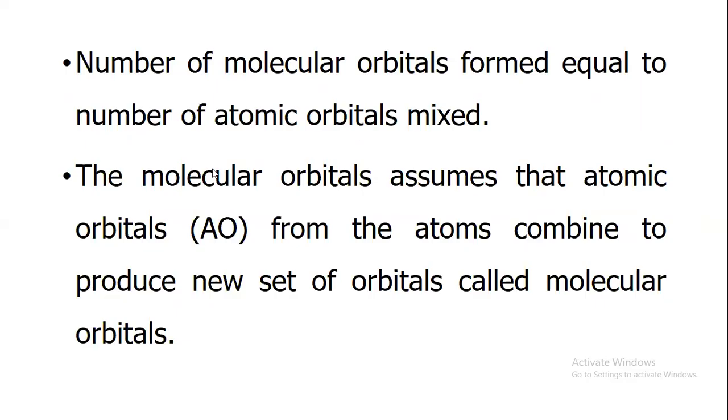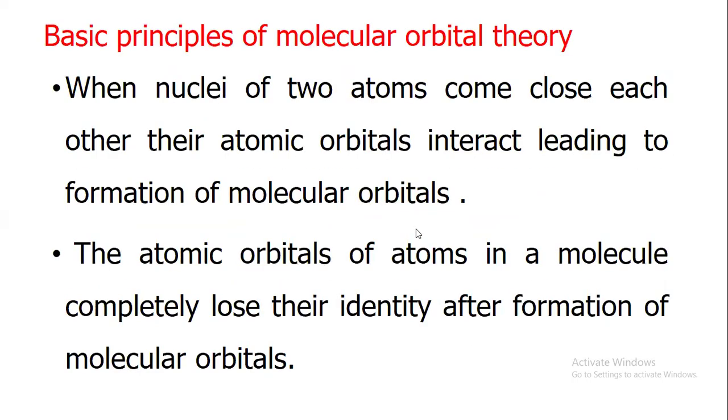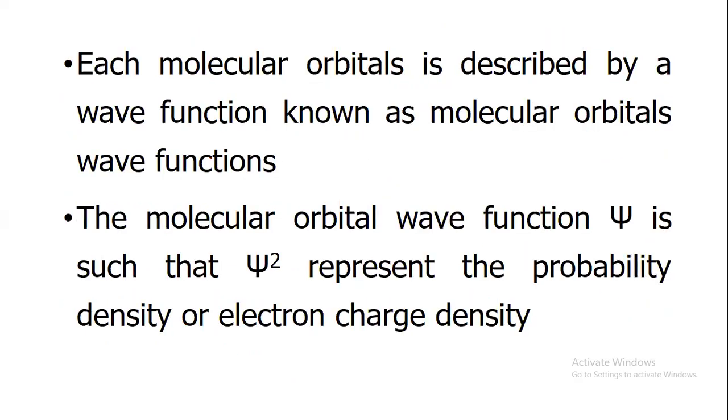The molecular orbital theory assumes that atomic orbitals from the atoms combine to produce a new set of orbitals called molecular orbitals. Such molecular orbitals are described by wave functions according to quantum mechanics. Basic principles of molecular orbital theory. When the nuclei of two atoms come close to each other, their atomic orbitals interact, leading to formation of molecular orbitals. The atomic orbitals of atoms in a molecule completely lose their identity after formation of molecular orbitals.